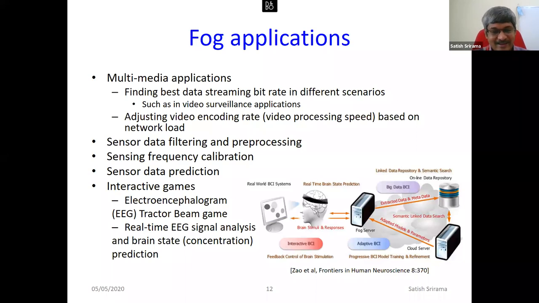Electroencephalogram, the tractor beam game. The basic idea is that you will have a band attached to your head, which can measure the electric pulses being generated in your brain. You can use real-time EEG signal analysis to detect this sort of brain state, and it can tell you how concentrated you are on a particular thing.